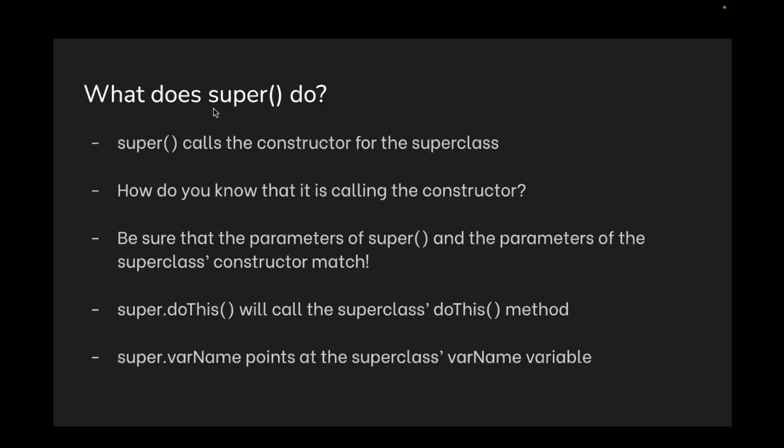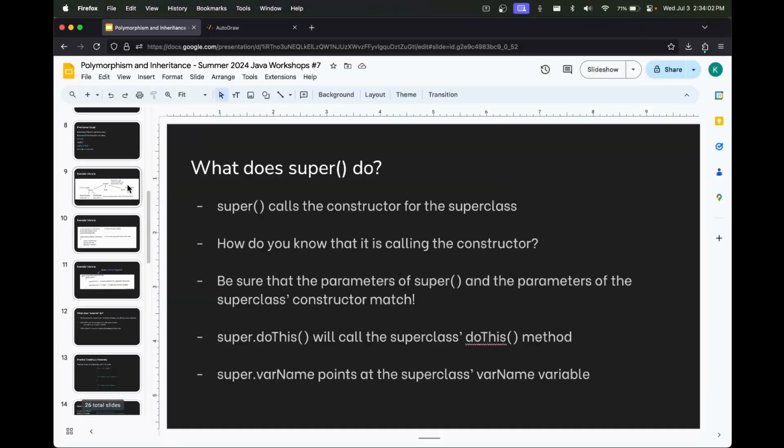So we covered what the super function does. Now here's a summary. Super calls the constructor for the superclass. How do you know it's calling the constructor? Because it's a method. How do you know it's a method? Because it has these parentheses. Be sure that the parameters of super and the parameters of the superclass's constructor match. That's something we were seeing earlier, remember?